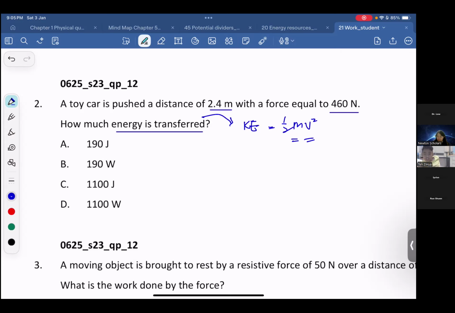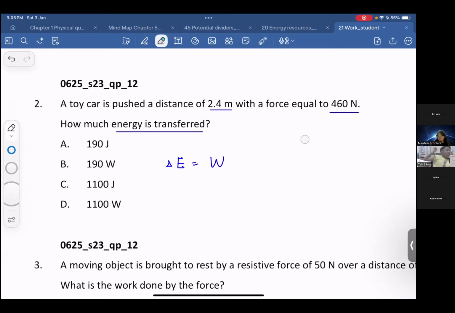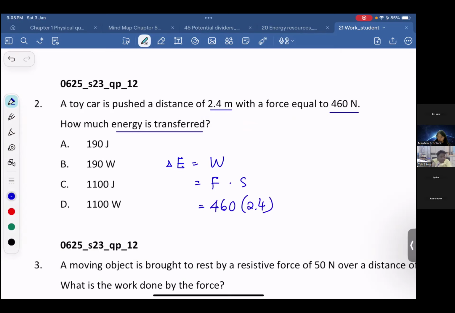But we know that energy is actually the work done. Okay, energy transfer is actually equals to work done. We cannot use 1 over 2 mv square to count. It's okay. We're using work done to do calculation. F times S. So your force is 460. Your distance is 2.4. So it's already in meter and in Newton. So we can straightly get the answer. Answer is 1100 joule. If you press your calculator, it should be 1104.